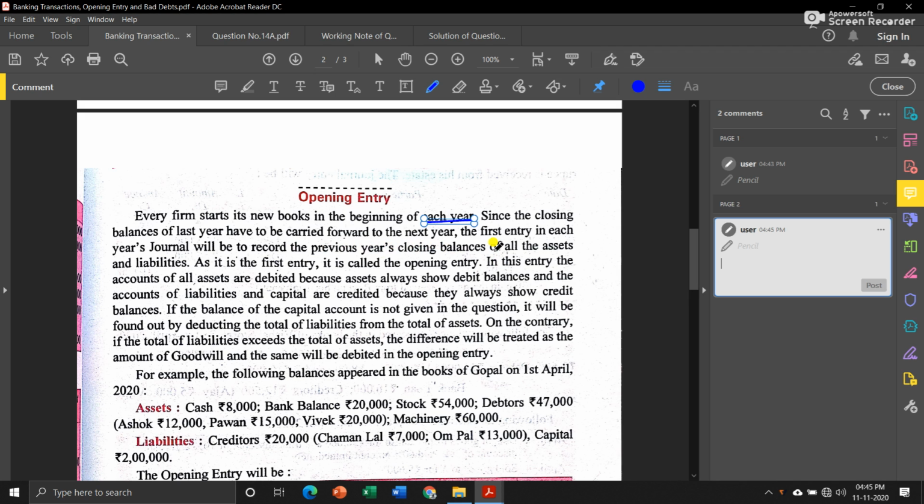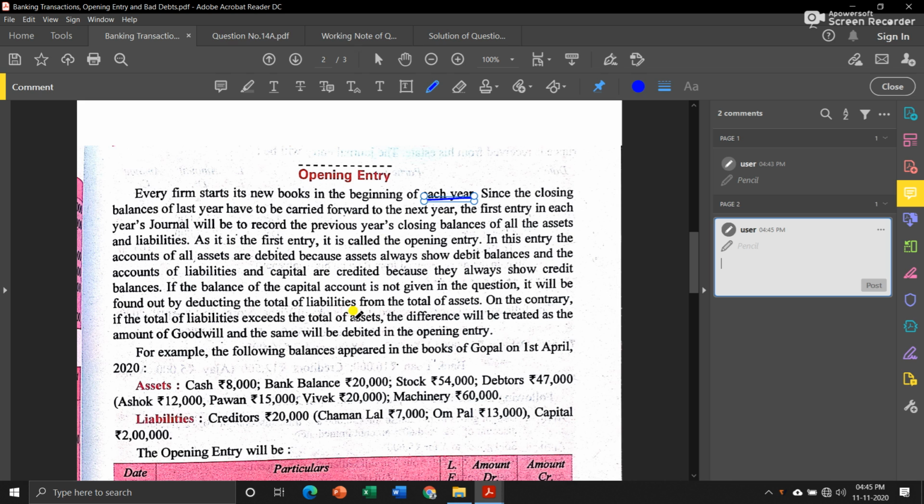Since we are going to start new books at the start of the new financial year, and last year some closing balances will still be there, we have to bring those amounts into our new books. So in that case, we will pass an opening entry in our journal.